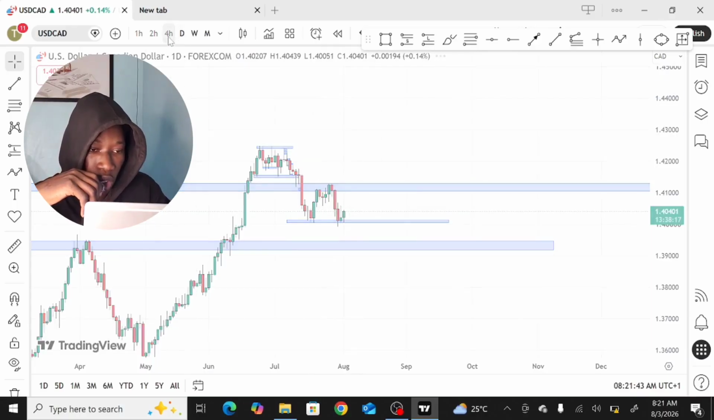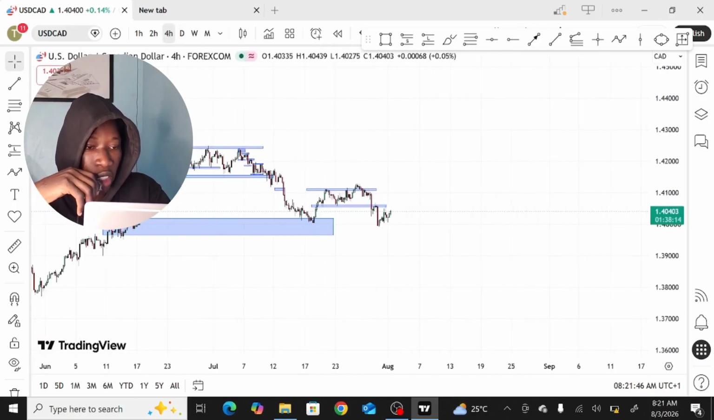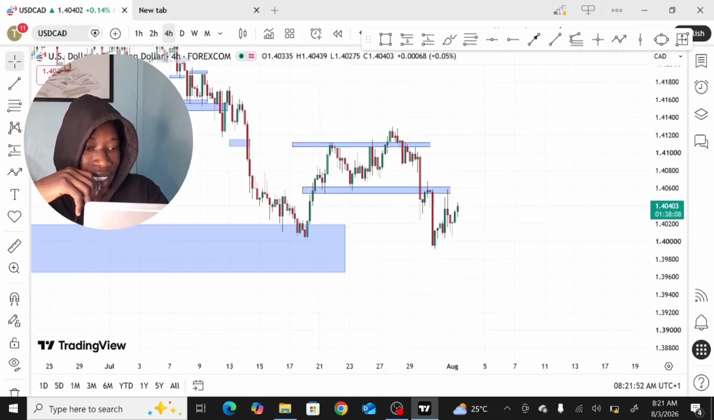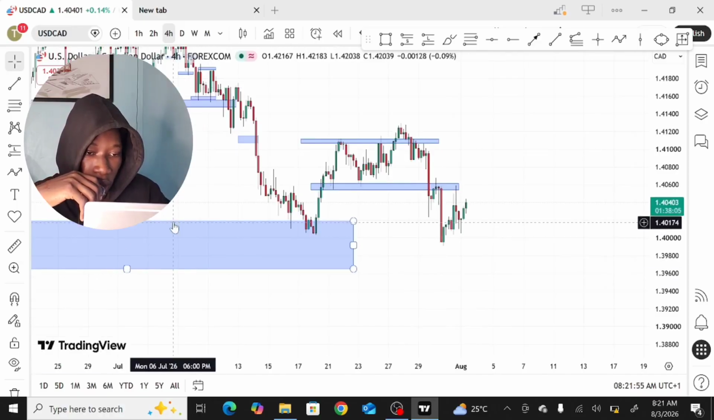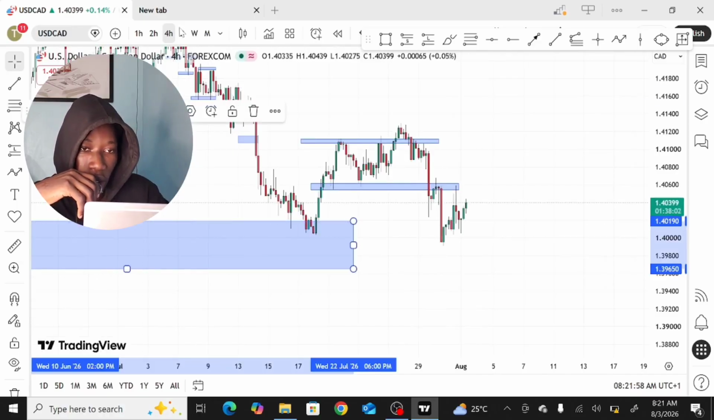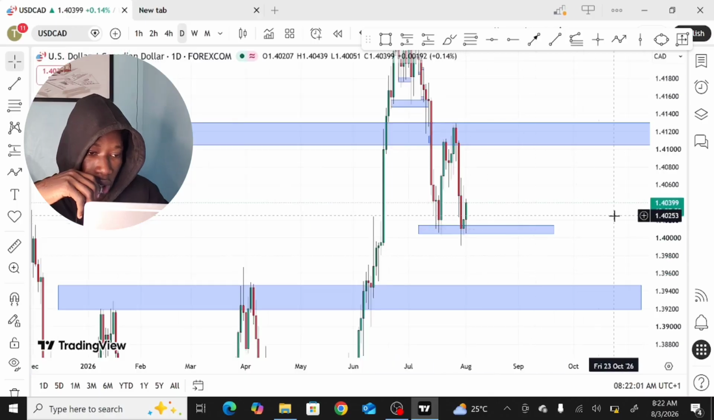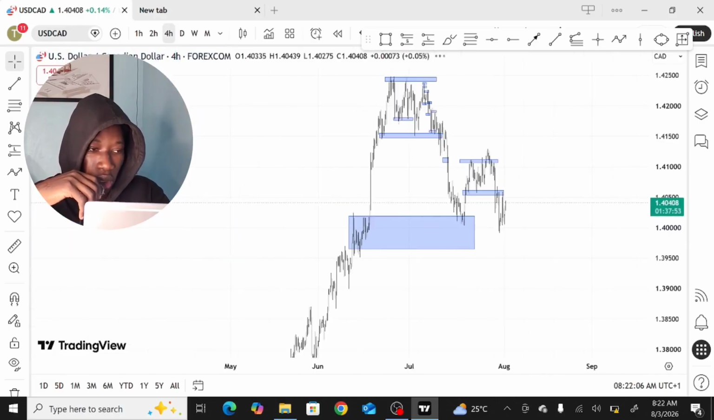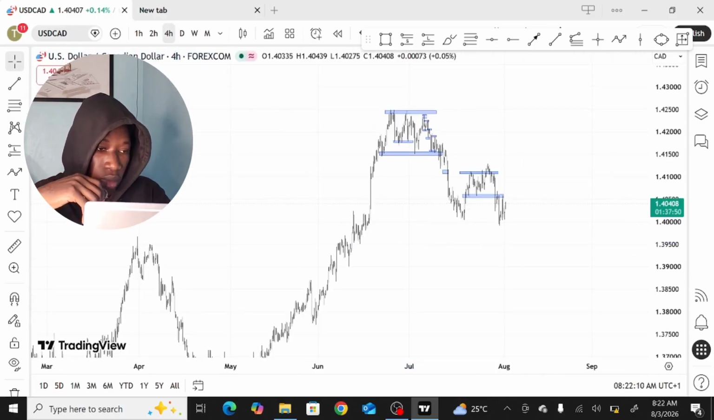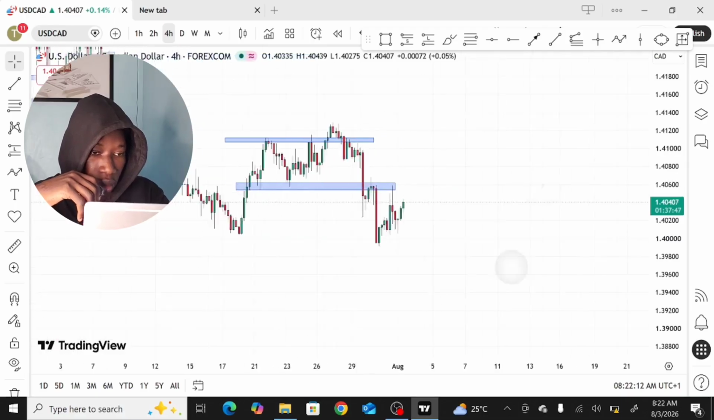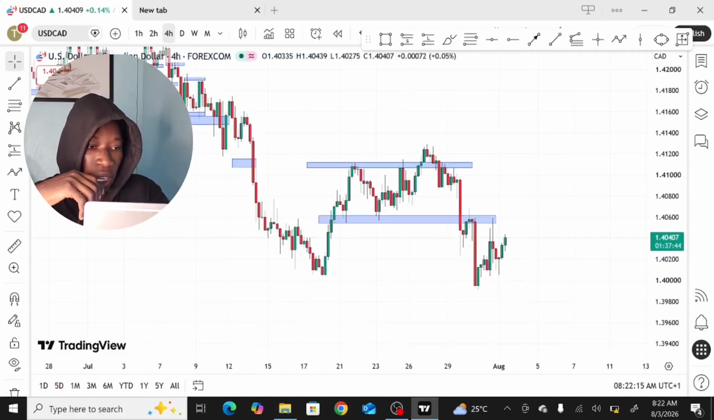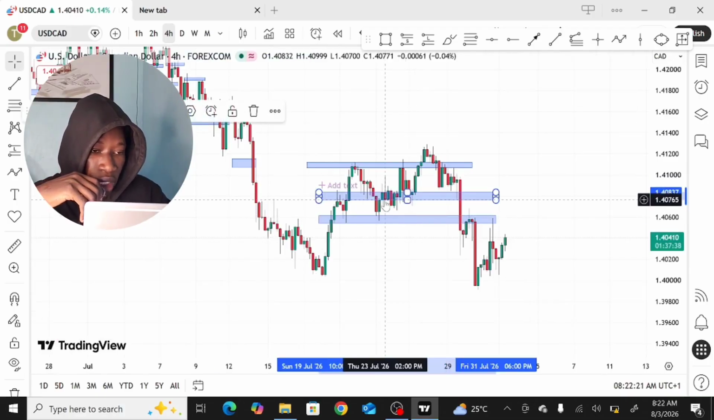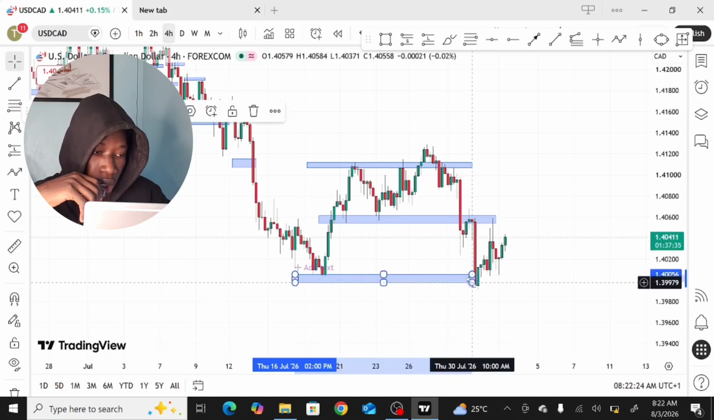So let me go to the 4 hours. I want to see something, because you know why I said it like that is because there was a kind of resistance level at this point. Let me take out this particular level. Now this market normally is selling towards the downward side. So that means we're most likely going to be seeing a sell this week.